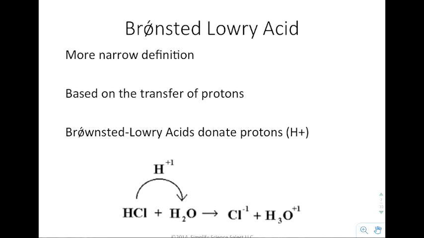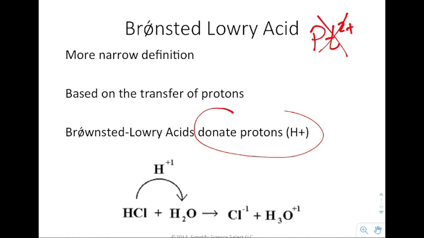Next we have the Bronsted-Lowry definition. Now this is a more narrow definition of an acid. Platinum, the example that we used before, would not meet the definition of a Bronsted-Lowry acid because it's based on the transfer of protons. Whenever we talk about a Bronsted-Lowry acid, we're talking about something that has to give a proton away. It has to donate a proton to something else. Since platinum doesn't have any protons, it has no protons to give away.